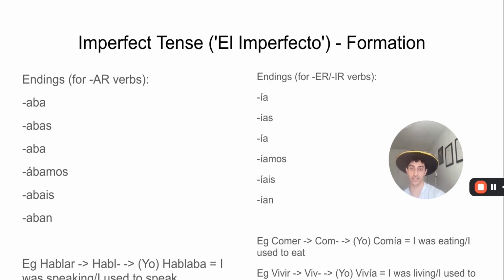And it works extremely similarly for IR verbs like vivir, meaning to live. You take the infinitive and remove the IR ending of the infinitive to get the stem, which is viv, V-I-V. And then you would add the correct ending of the imperfect tense. For the yo form, for instance, that would be the first one here, which is ía. So the yo form in the imperfect tense would become vivía or yo vivía, meaning I was living or I used to live.